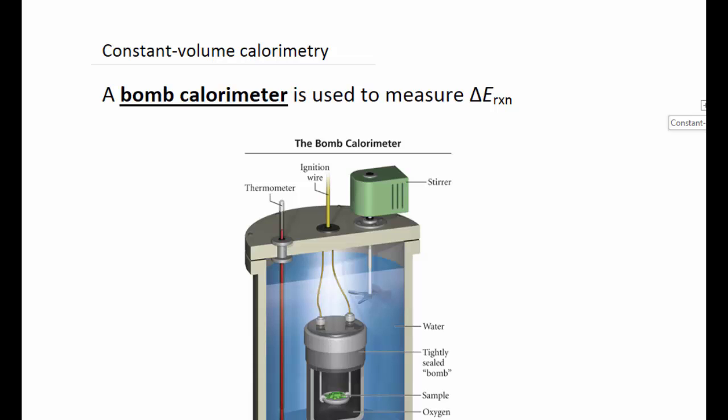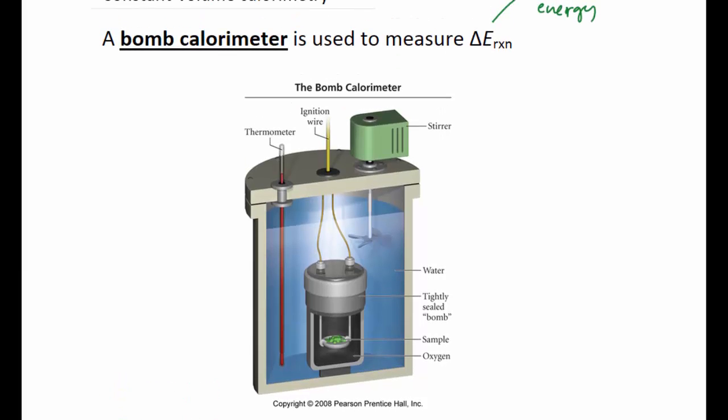Okay? A bomb calorimeter is used to measure change in internal energy. Delta E is internal energy. You might see that as capital U. Sometimes there are different symbols for things. Okay? This is how a bomb calorimeter works.